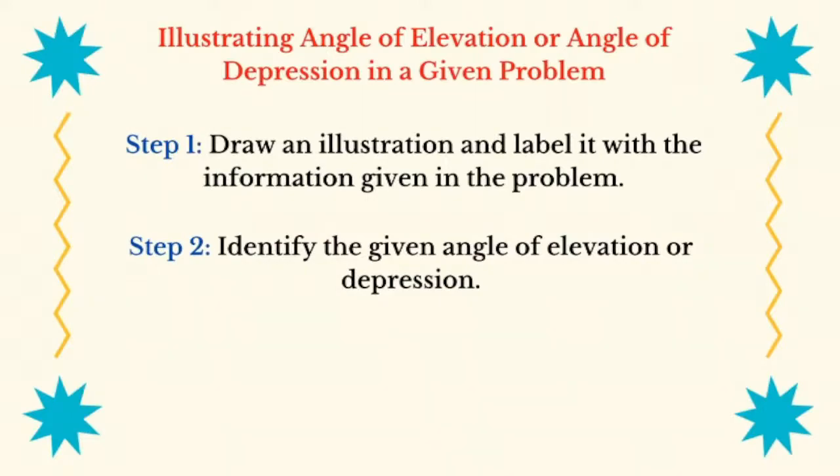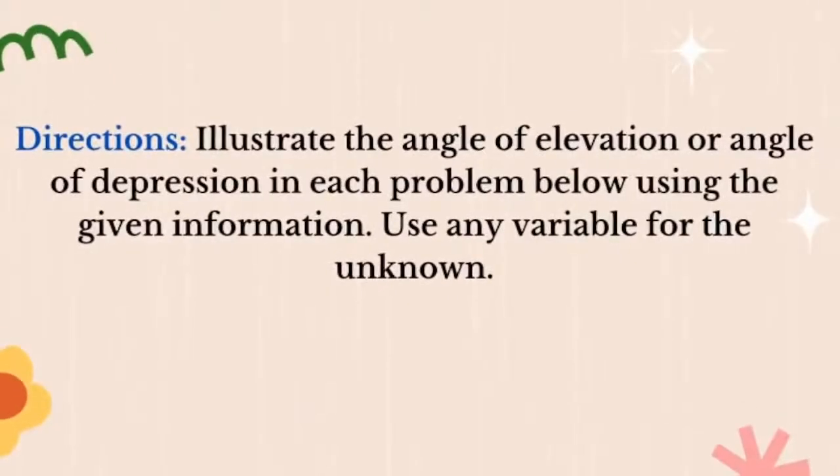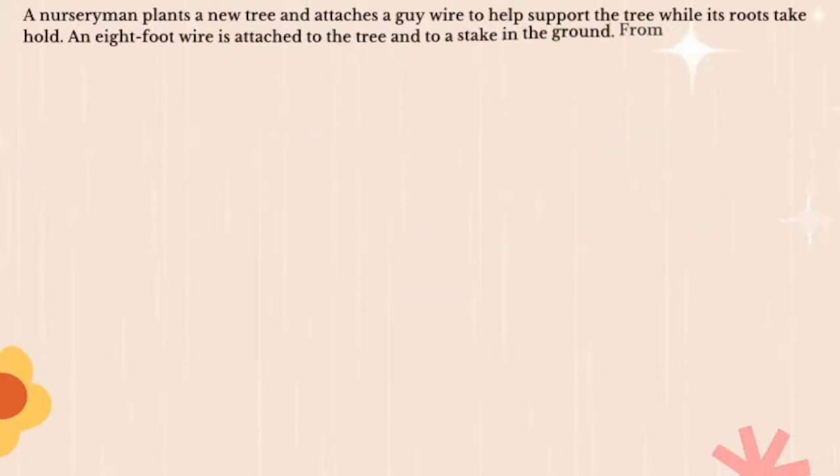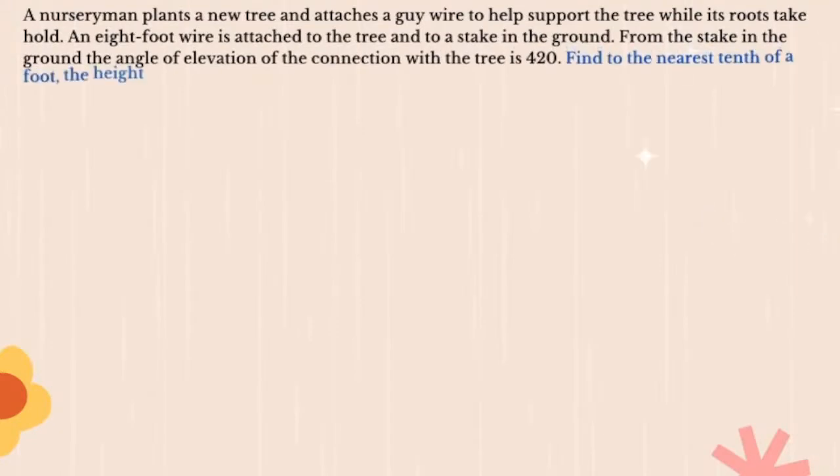Now let us have an example. Illustrate the angle of elevation or angle of depression in each problem using the given information. Use any variable for the unknown. Problem 1. A nurseryman plants a new tree and attaches a guy wire to help support the tree while its roots take hold.